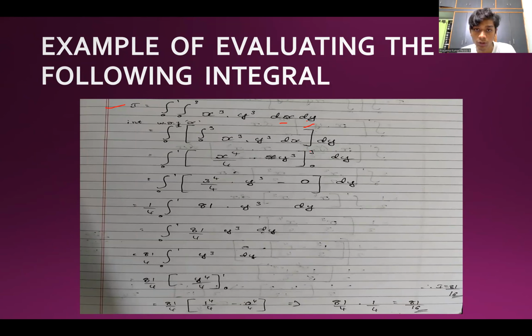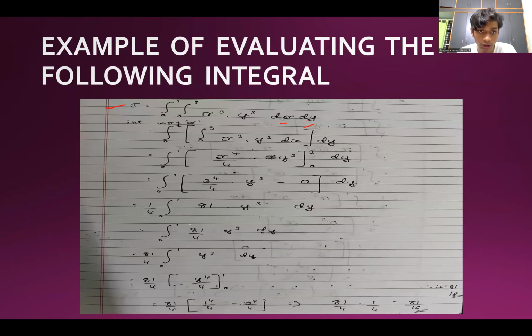Now we are going to substitute the values 3 and 0 in the place of x, and it turns out to be 3 to the power of 4 by 4 into y cube minus 0, because whatever we substitute with 0, it remains 0. So the answer for that part will be 0. So we are going to exclude it, and 3 to the power 4 will remain as 81, and 1 by 4 we have taken as common, and y cube will remain the same, into dy, giving 81 by 4 into y cube into dy.